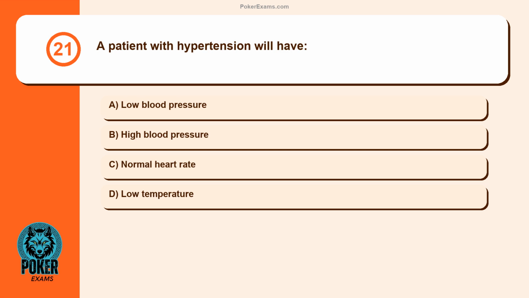Question 21. A patient with hypertension will have low blood pressure, high blood pressure, normal heart rate, low temperature.